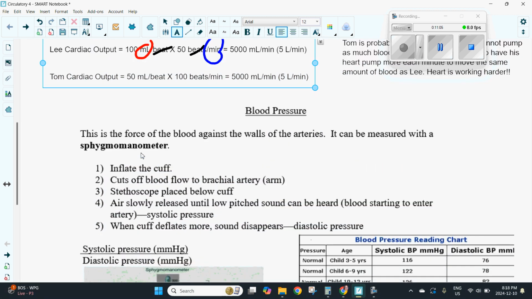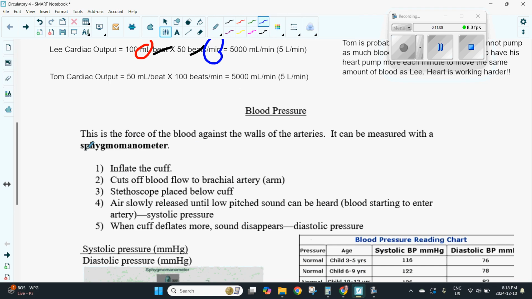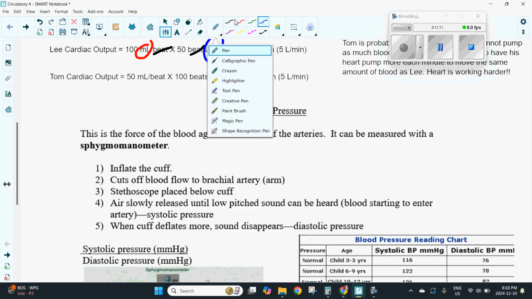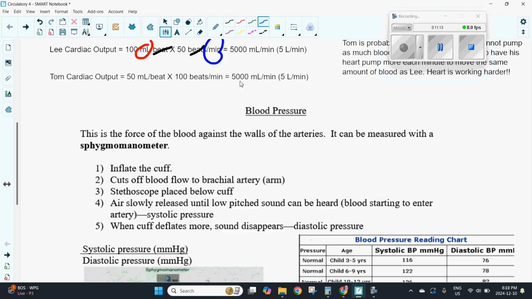So, blood pressure. I am sure you've all been to the doctor and you've had your blood pressure taken. The device that is actually measuring your blood pressure is referred to as a sphygmomanometer. Sphygmomanometer.